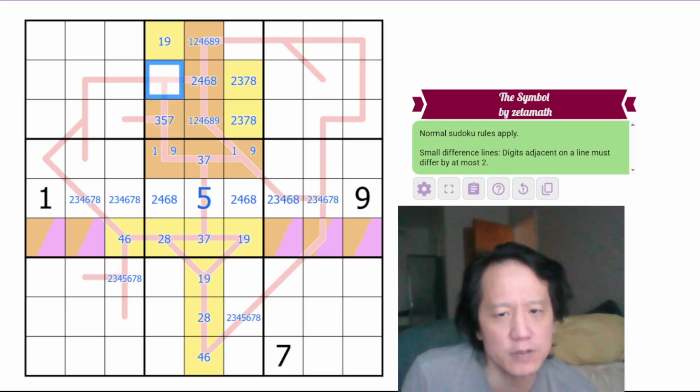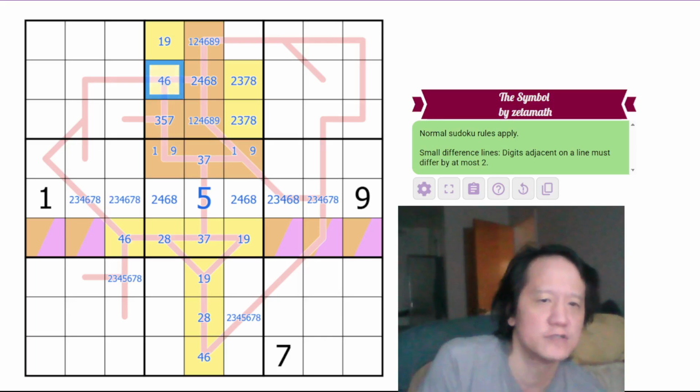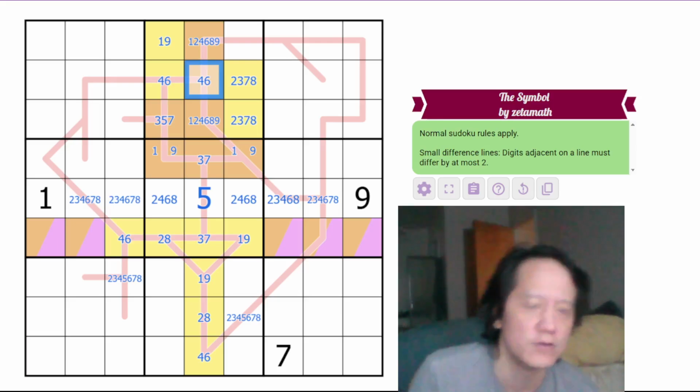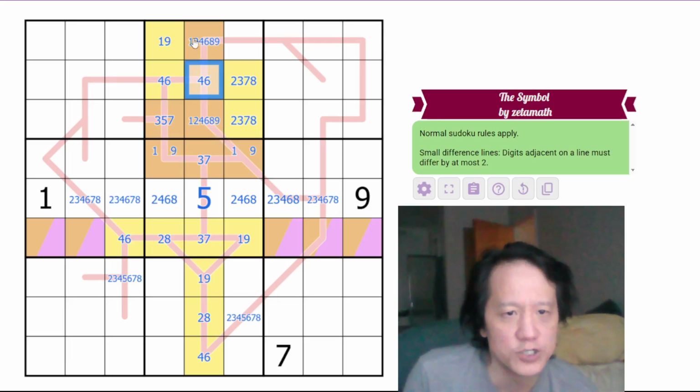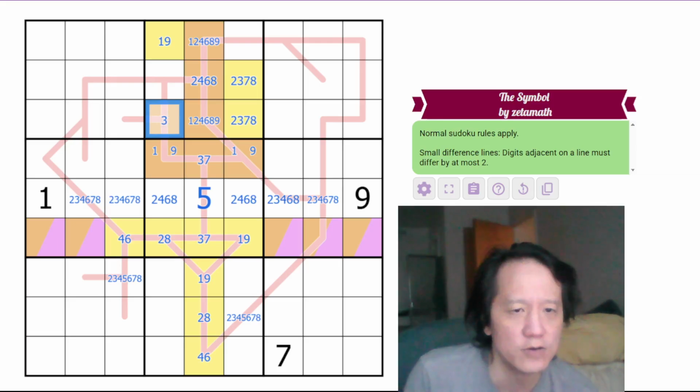Can this be yellow 4, 6? If this is yellow 4, 6, this is guaranteed to be orange 4, 6, which means that it would be next to both orange 1, 9 and orange 2, 8, which is not possible. So no, this can't be yellow. This cannot be yellow 4, 6 either. So this has to be yellow 4, 6 here.